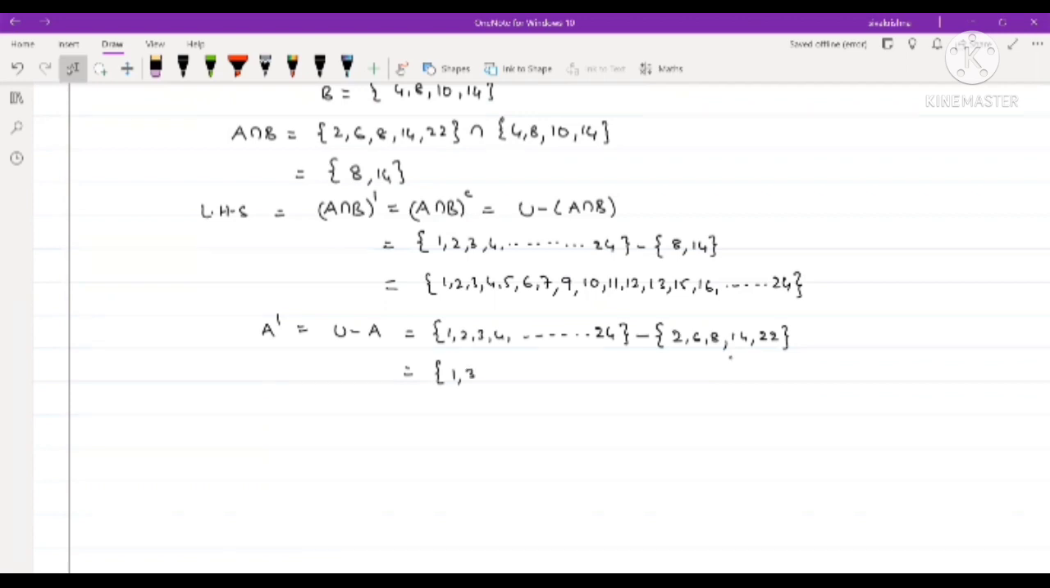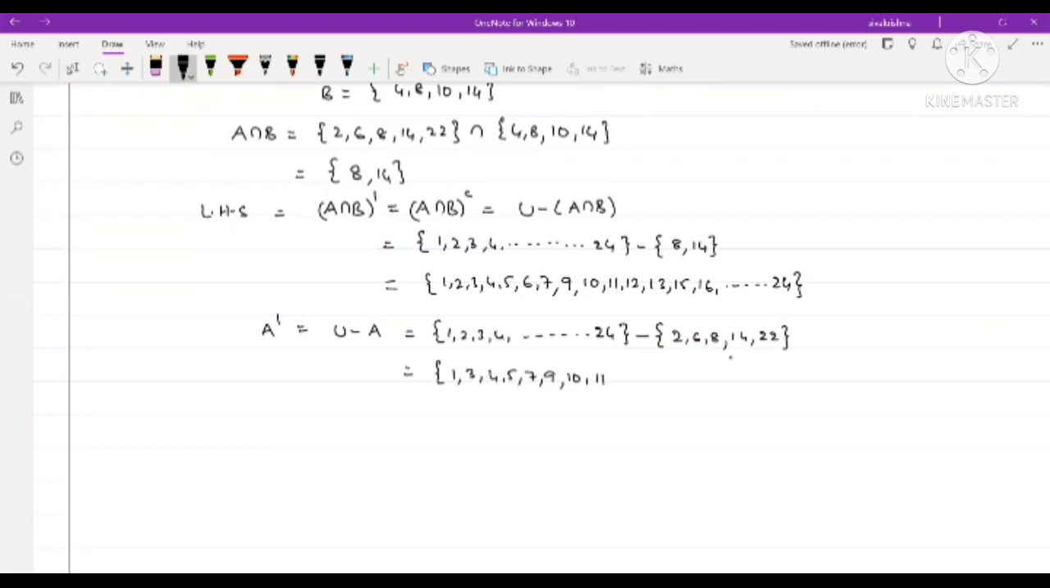So after that 3, 4, 5. Since 6 is in A, we cannot write 6 in U minus A. After that we write 7, so we need not write 8. After that we write 9. After that 10, 11, 12.